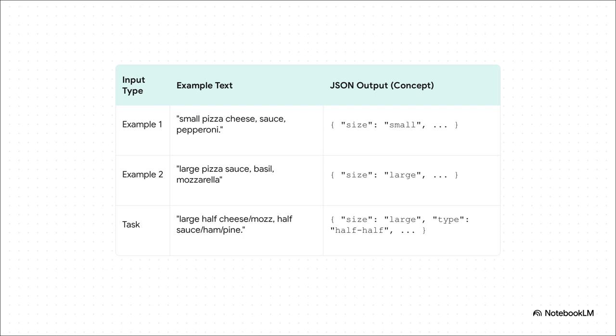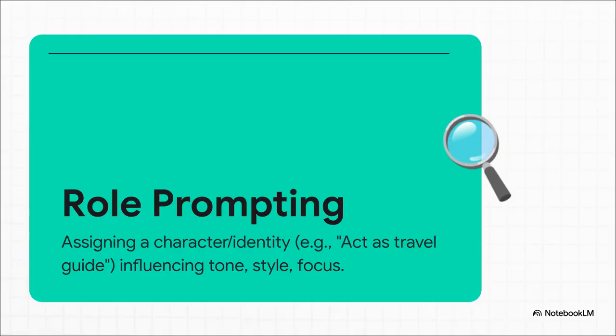We're literally showing it how to pull out the size and toppings and put them into this nice structured JSON format. Then we give it the real task, this trickier order for a large pizza but half and half toppings. Because the model saw the pattern in the examples, it's way more likely to figure out this new complex order and structure it correctly in JSON, even understanding that half-half thing. There's no magic number, but often giving maybe 3 to 5 good examples is a great place to start for many kinds of tasks.